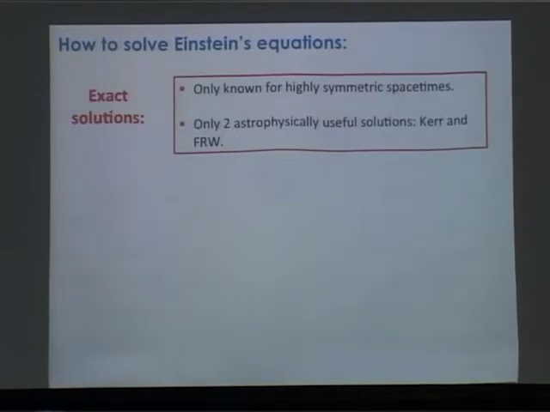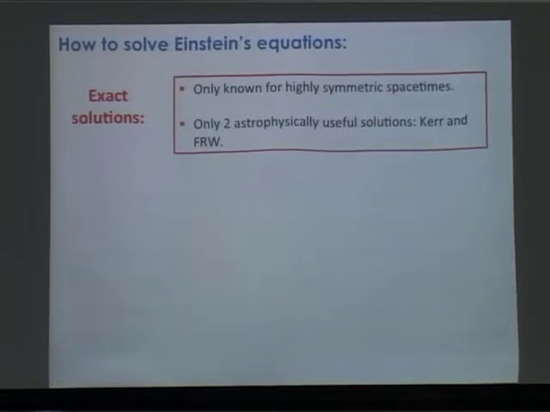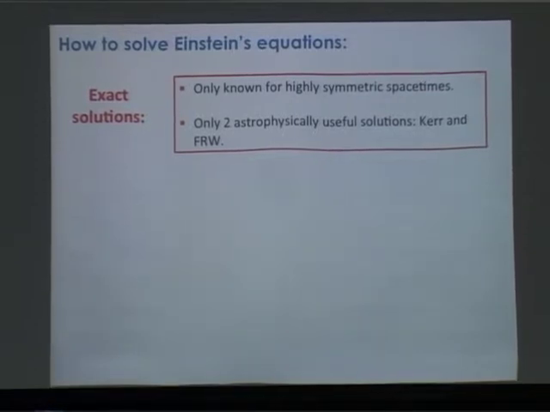Okay, so how do we now solve this problem? How do we solve Einstein's equation? There are basically three ways that we know of. One is to find an exact solution. The problem is you can't find an exact solution for very many interesting cases. We only know exact solutions in very highly symmetric cases, and there are many exact solutions, but there are really only two useful ones: the Kerr black hole and the Friedmann-Robertson-Walker spacetime. Those are really the only two astrophysically useful exact solutions, at least that I can think of. Please correct me if you know of any others.